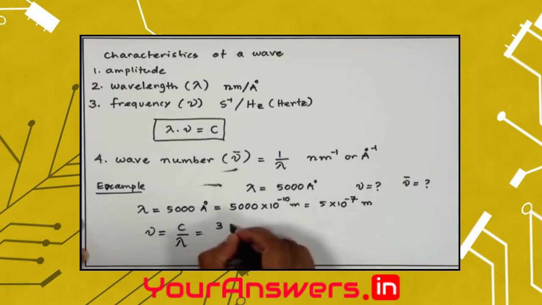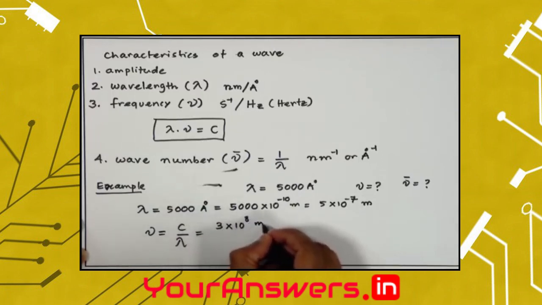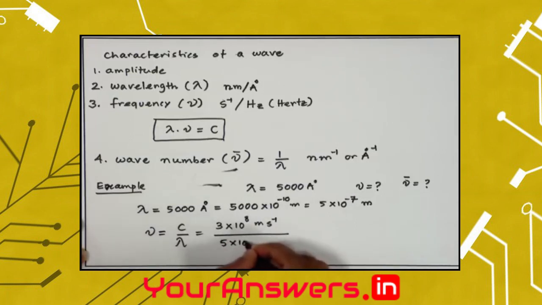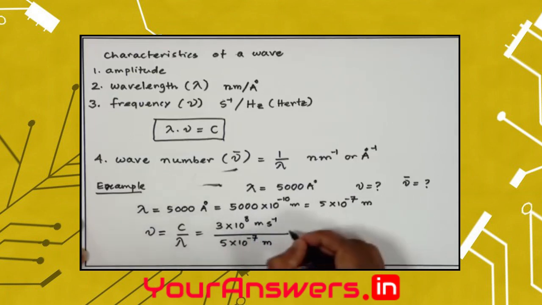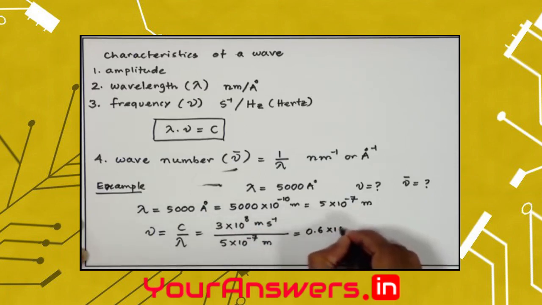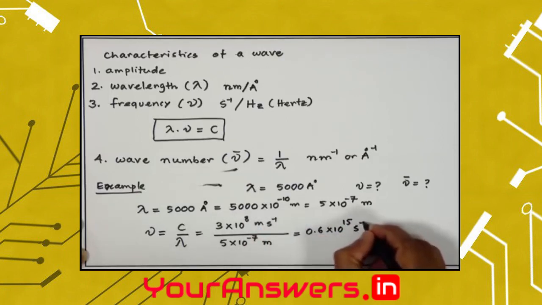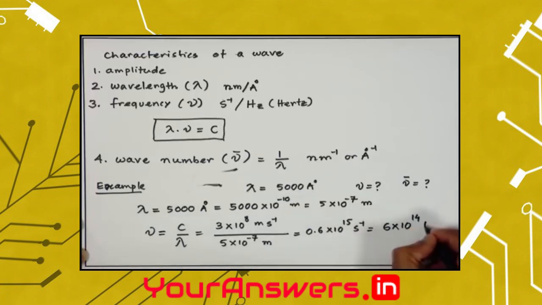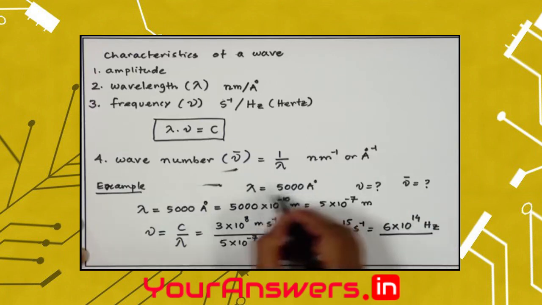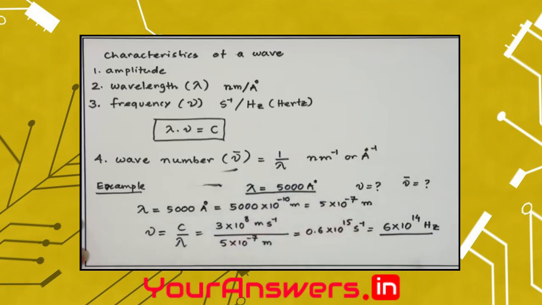So speed of light I know: 3 into 10 to the power 8 meter second inverse. Lambda is 5 into 10 to the power minus 7 meter, which will give me 0.6 into 10 to the power 15 meter cancel out, so second inverse, or I can write it 6 into 10 to the power 14 hertz. Alright. Similarly, this is the frequency corresponding to the wavelength of 5000 angstrom.